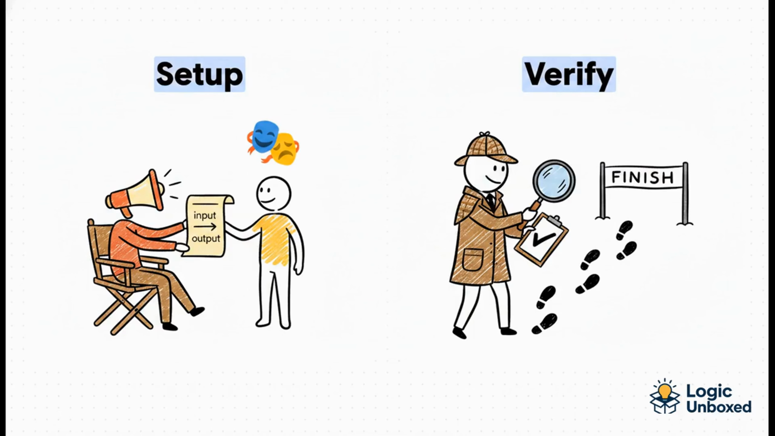Now verify, that happens after the scene is over. You're checking the tapes. You're asking, did my code actually call this saveUser method? And this brings us to that key senior insight. Setup is about defining behavior, while verify is about checking an interaction.